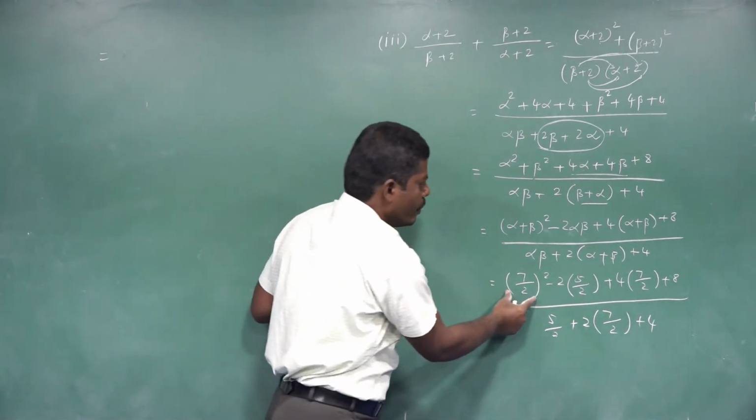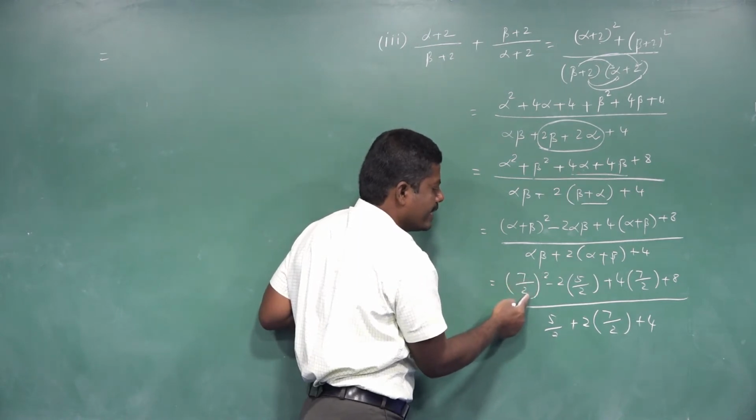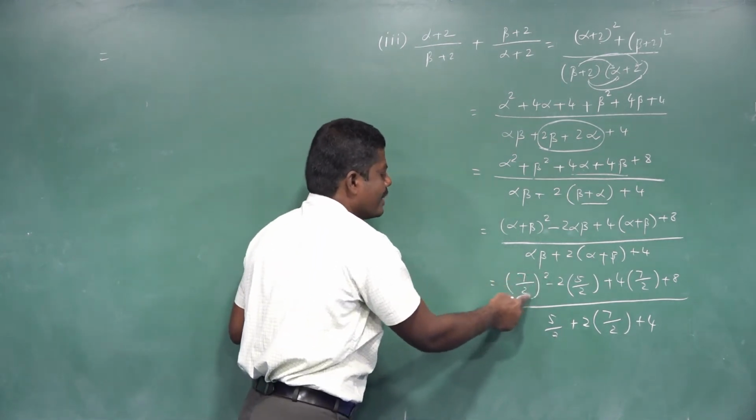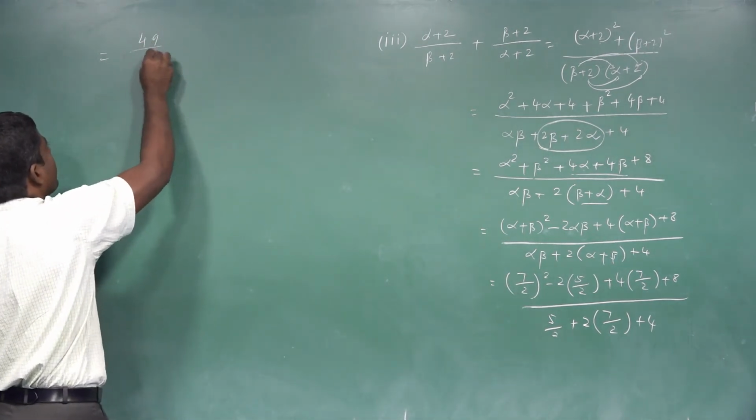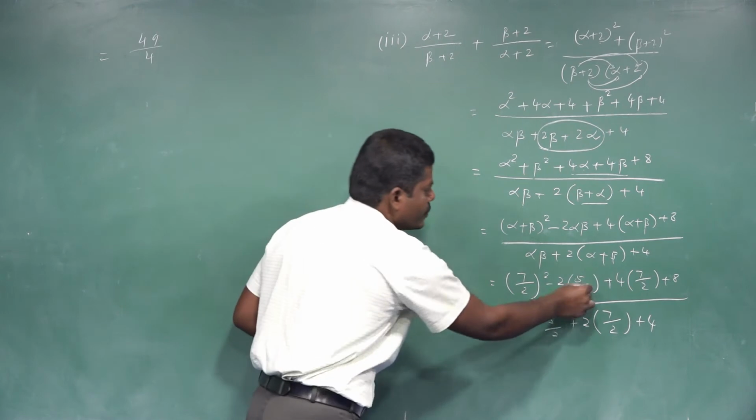Now the whole square is there. We want to square the numerator and also the denominator. We get 7 square, 49, divided by 2 square, 4. So 49 divided by 4. Yes, this 2 gets cancelled.